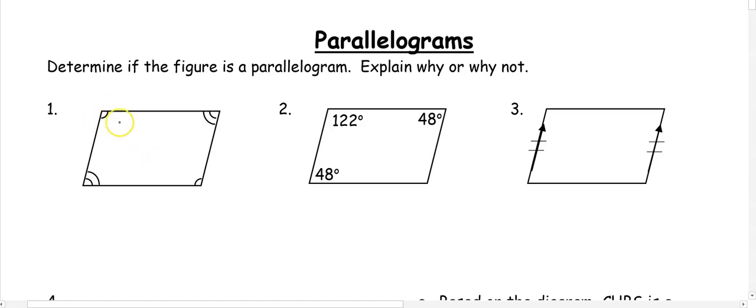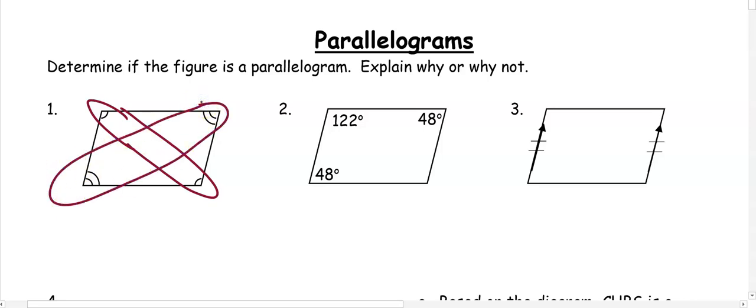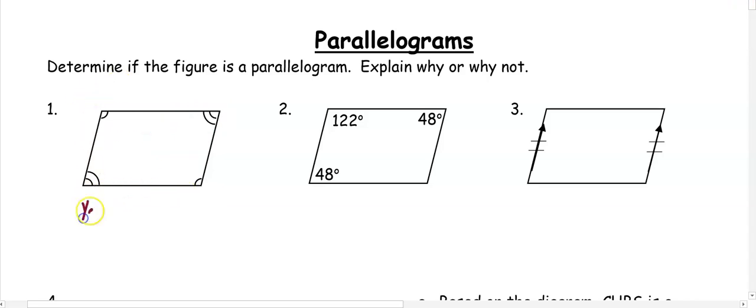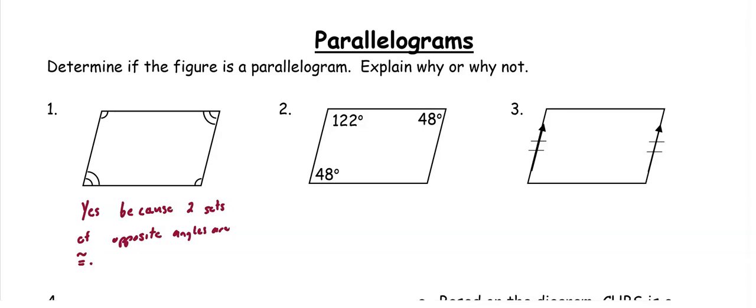So number 1, remember these markings show that these angles that are opposite are congruent, and these opposite angles are also congruent. And because we have two sets of opposite angles congruent, this is a parallelogram. So we would say yes, and then show what property we used: because two sets of opposite angles are congruent.